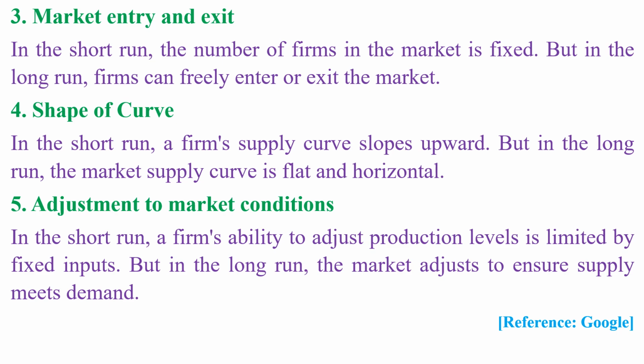4. Shape of curve. In the short run, a firm's supply curve slopes upward. But in the long run, the market supply curve is flat and horizontal. 5. Adjustment to market conditions. In the short run, a firm's ability to adjust production levels is limited by fixed inputs. But in the long run, the market adjusts to ensure supply meets demand.